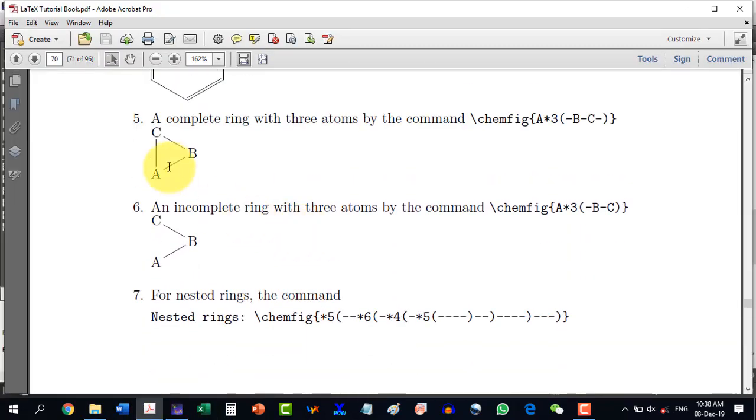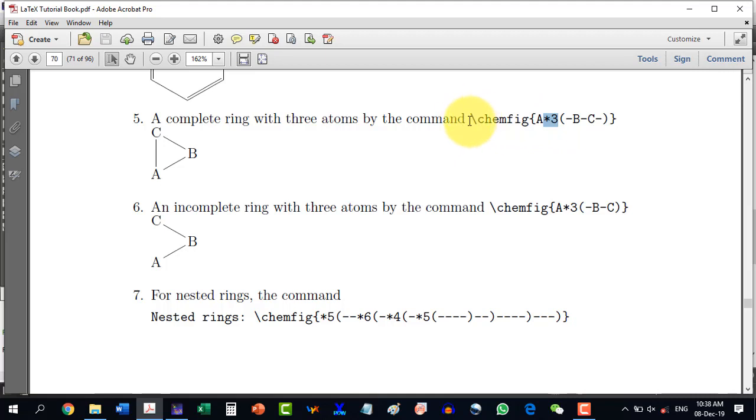And a complete ring with 3 atoms can be made by the command chemfig. Now how is it executed? A, and then 3 is there. Static 3 means 3 sides will be there. And how will those sides be? Single bond with B, single bond with C, and C is bonded again with A here.